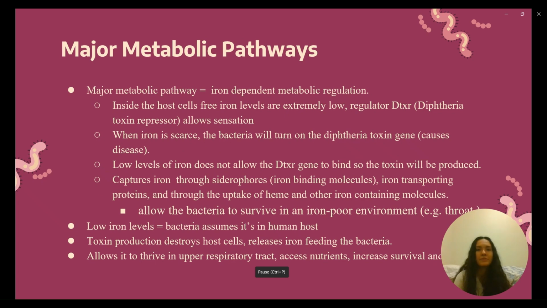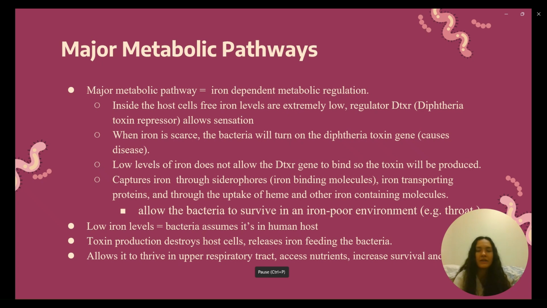Corynebacterium diphtheriae's major metabolic pathway is the iron-dependent metabolic regulation. Through this pathway, Corynebacterium diphtheriae is able to produce a toxin, which is what gives its virulence. Inside the host cells, free iron levels are extremely low. Corynebacterium diphtheriae will sense this through the regulator DTXR, or the diphtheria toxin repressor. When iron is scarce, the bacteria will turn on the diphtheria toxin gene, which leads to disease.